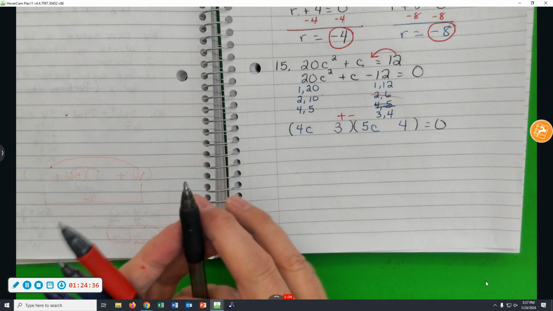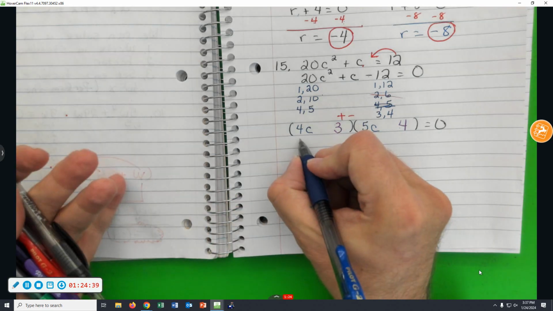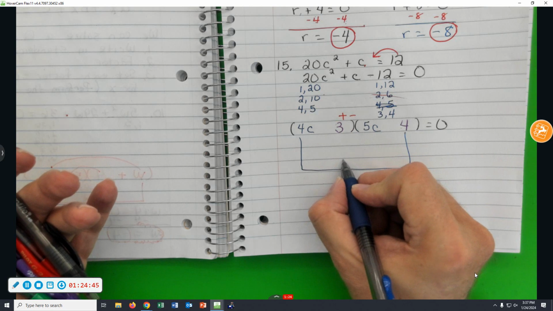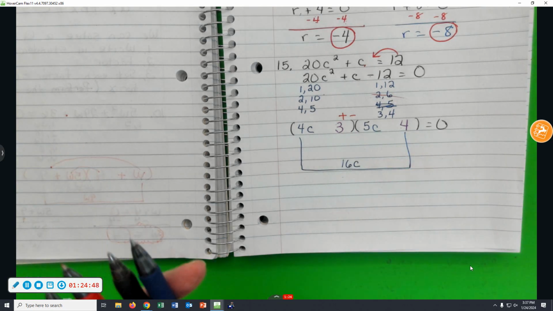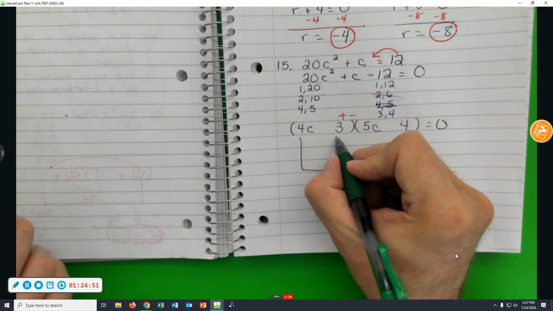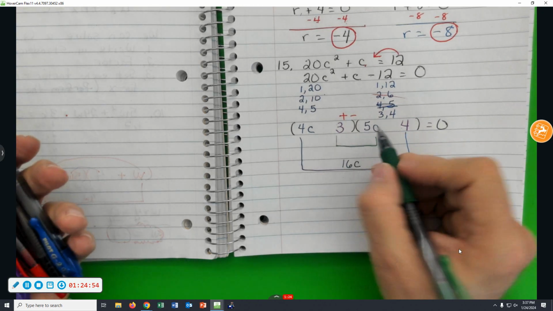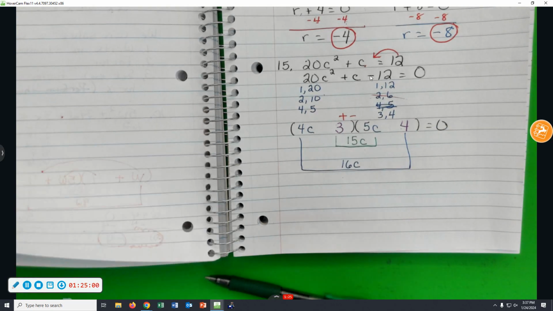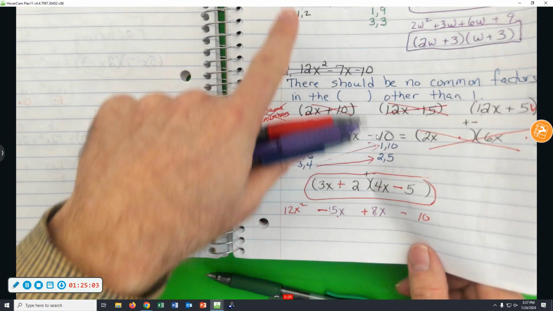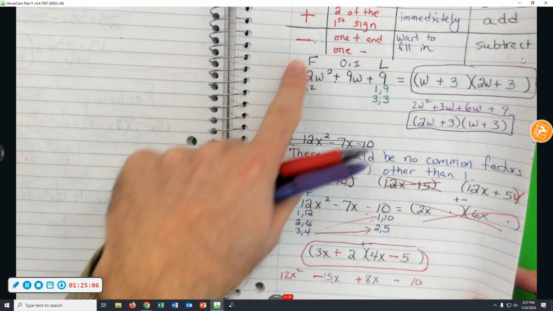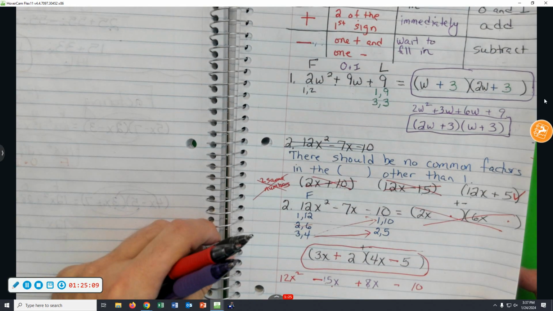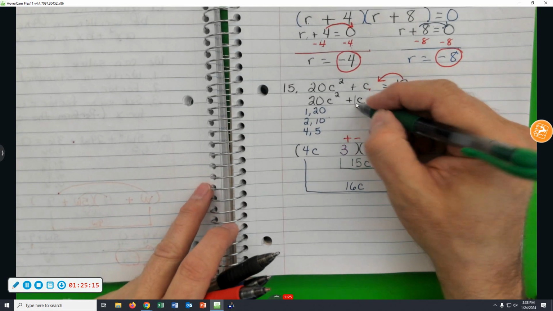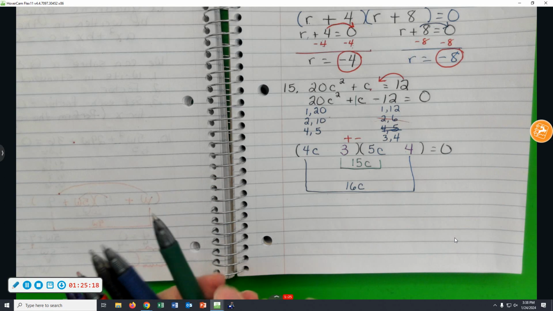So I'm going to go ahead and draw my little outer and inner marks. The outer is going to be, is that 16c? And the inner is, what is that, 15c? Now go back, remember that second sign there is a minus, which means you have to go down. So you have to subtract the outer and the inner. So if I subtract 15 and 16, can I get this 1? Sure. So let's figure out the signs.